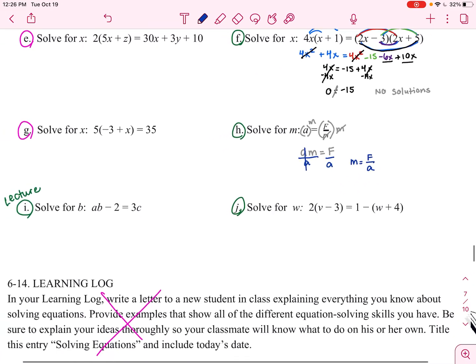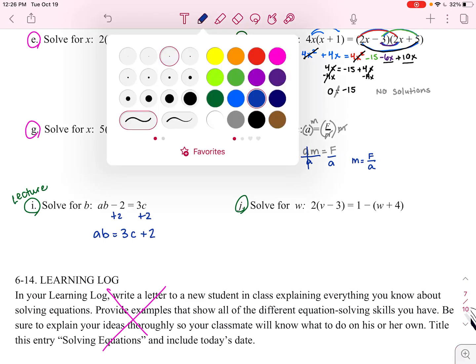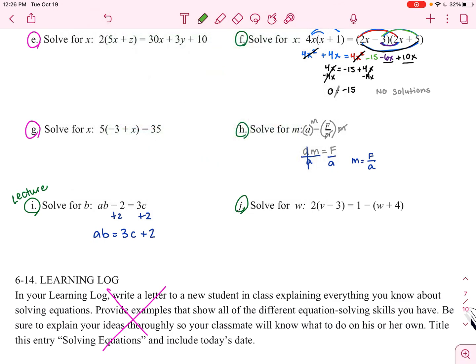And let's see here. Let's solve for b and I. I'm going to add 2 to both sides. So I just have a term with b on the left-hand side. b is being multiplied by a, so I need to divide by a. So now we have b equals 3c plus 2 over a.